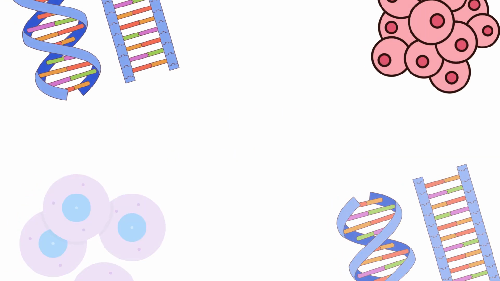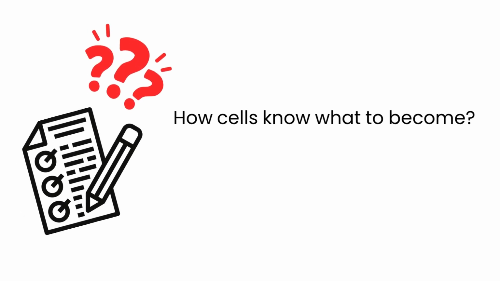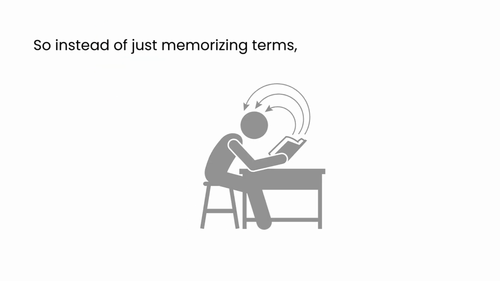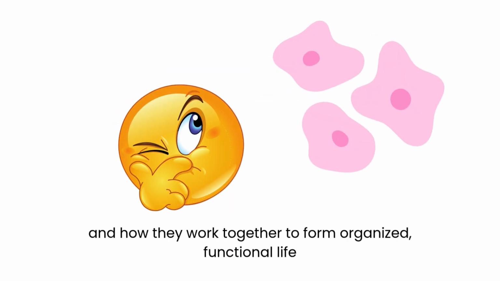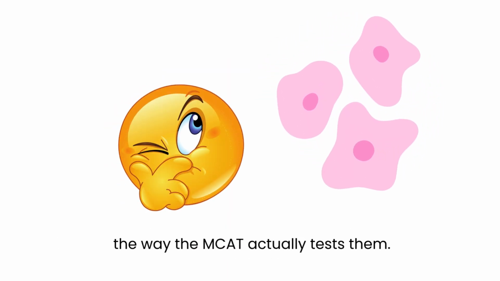Mechanisms of development show up in the biological and biochemical foundation section of the MCAT, and the exam loves asking how cells know what to become, where to go, and when to stop dividing. So instead of just memorizing terms, let's break down the key developmental mechanisms and how they work together to form organized, functional life, the way the MCAT actually tests them.